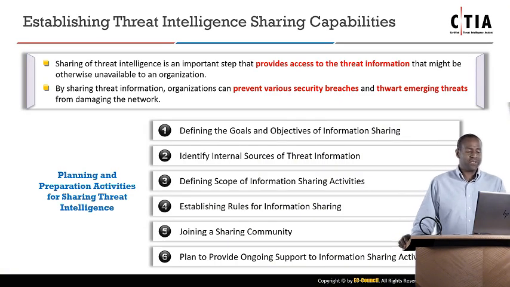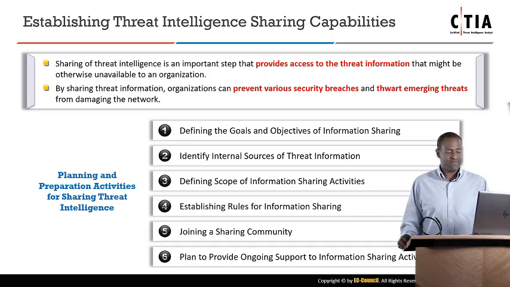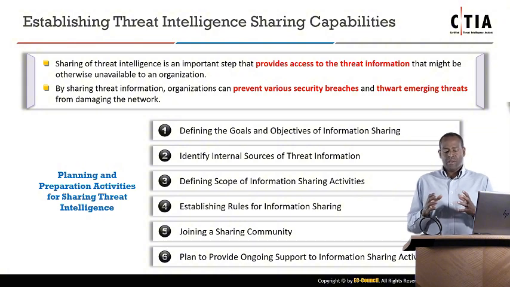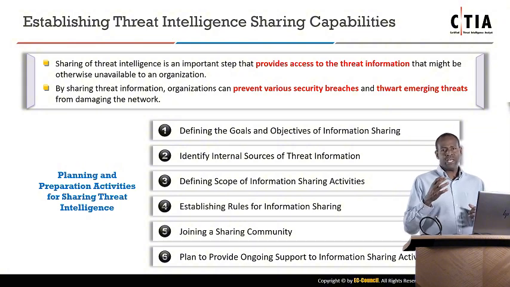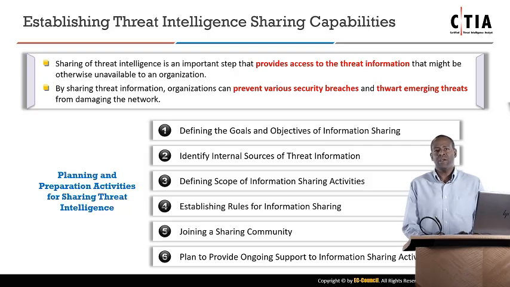Let's start with establishing threat intelligence sharing capabilities. First bullet point. Sharing threat intelligence is an important step that provides access to threat information that might be otherwise unavailable to an organization. Here's what happens. Organizations do their own internal research. So let's take a novel virus, for instance. There's a virus that's been discovered by your team. It's not been widely reported anywhere. You analyze the virus.